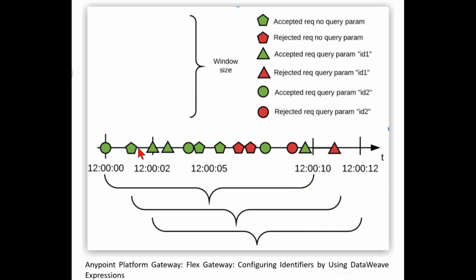And the accepted query param ID 1, here the 1, 2, and 3, and 4 is rejected, and this is the rejected request param ID 1 here, and this is time.